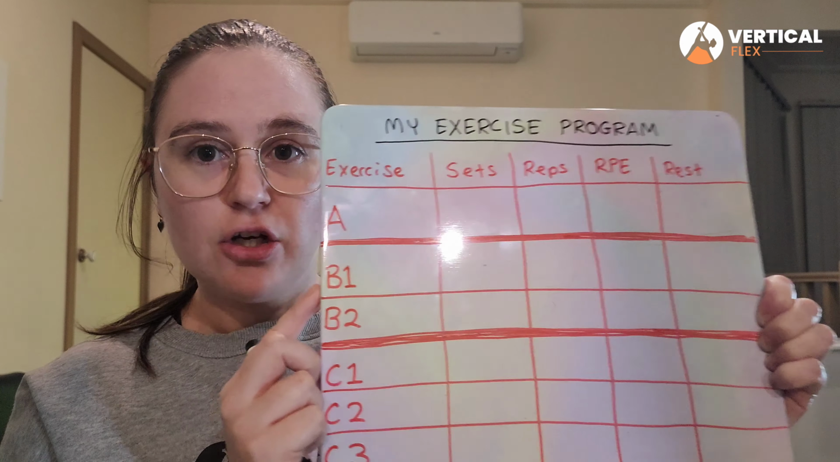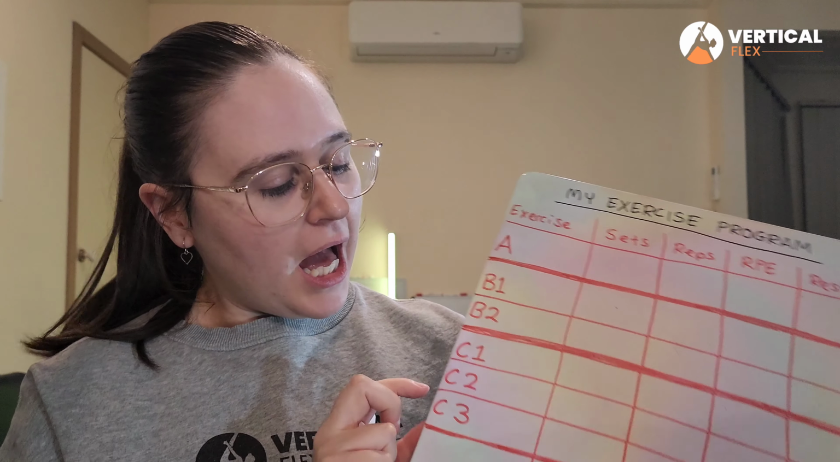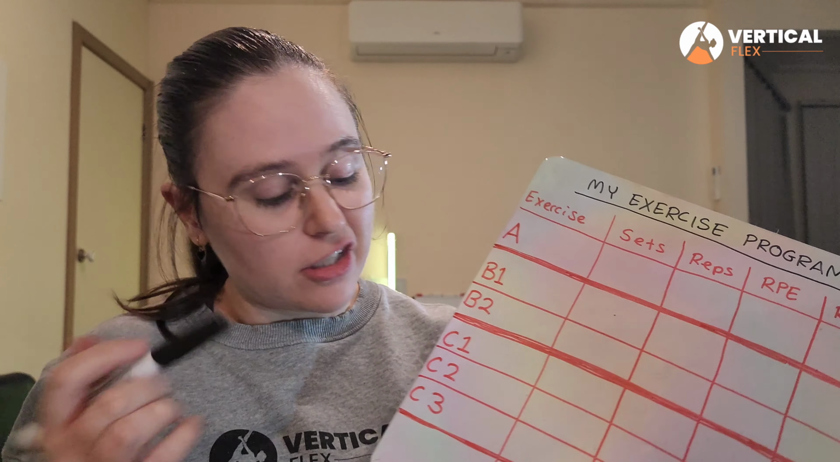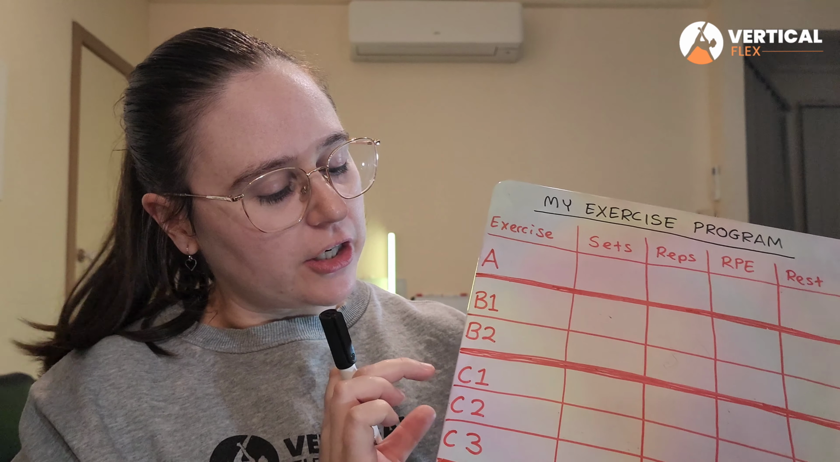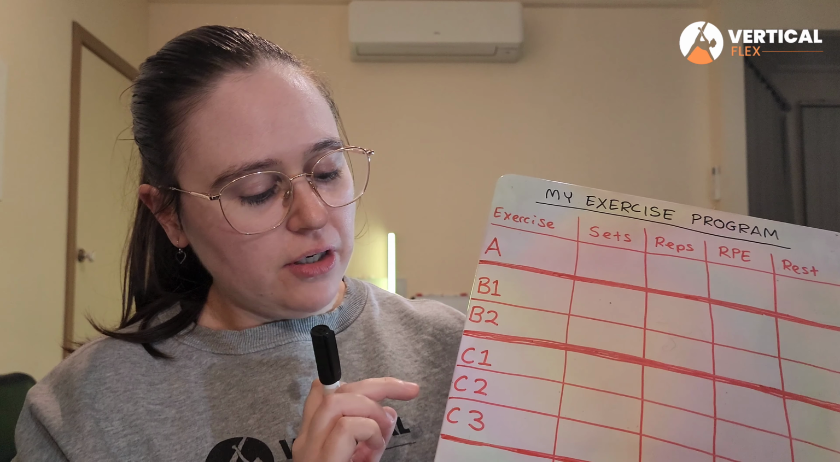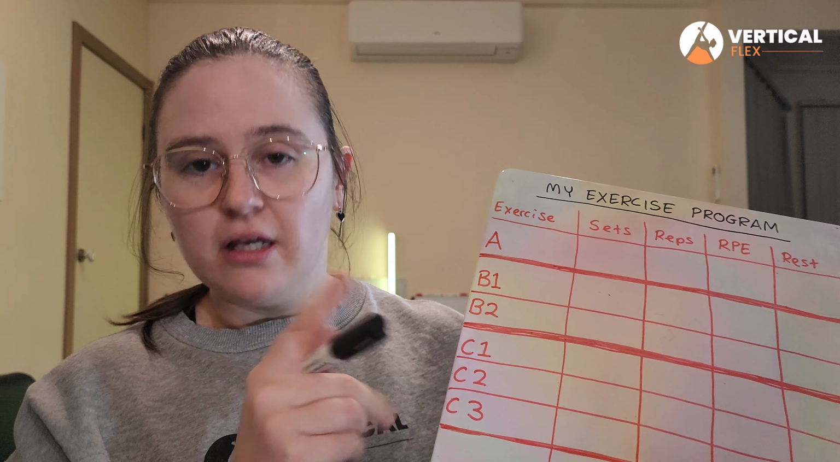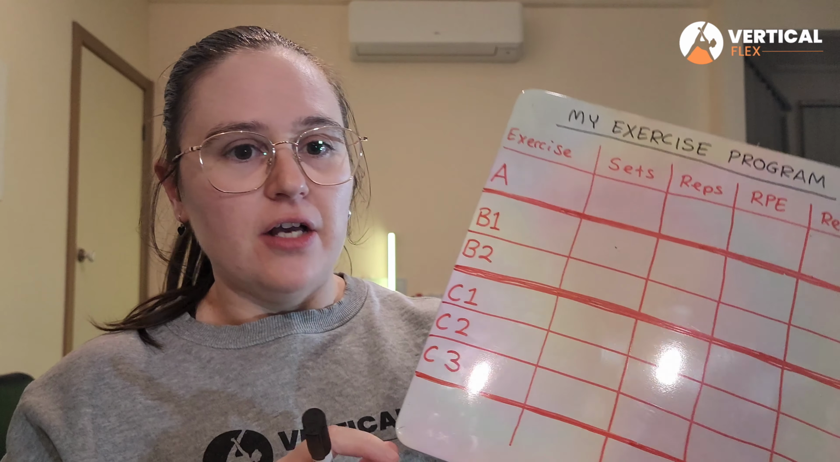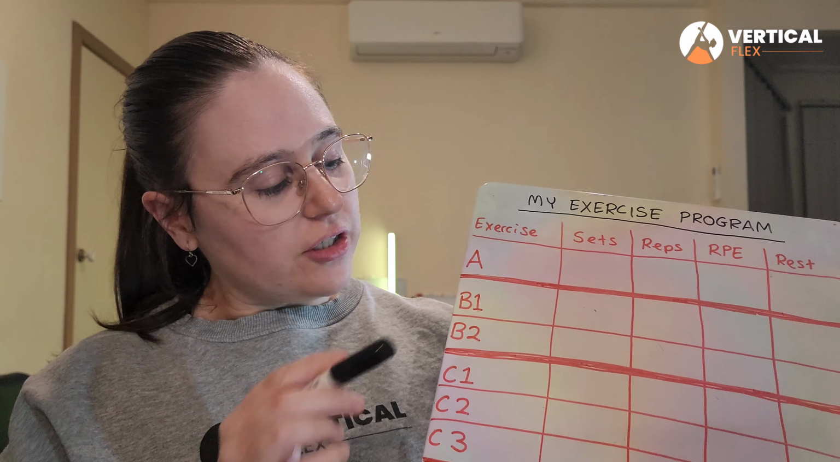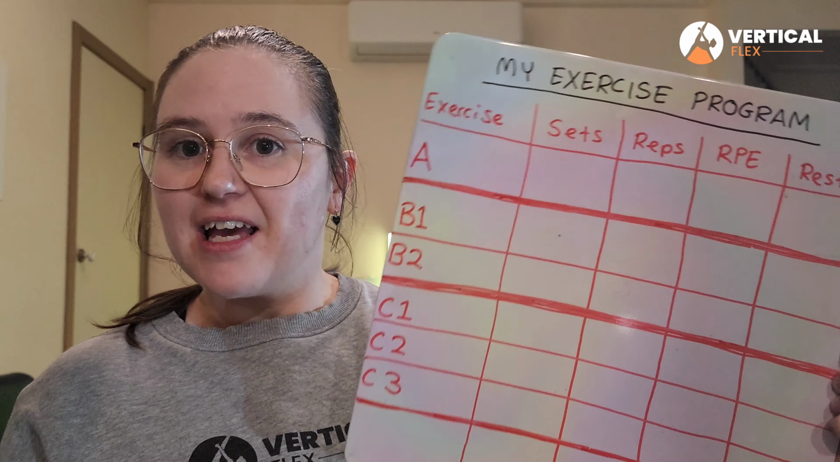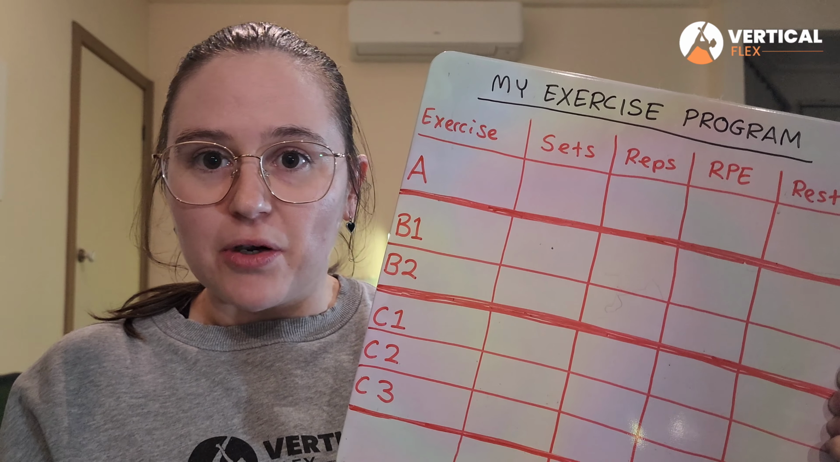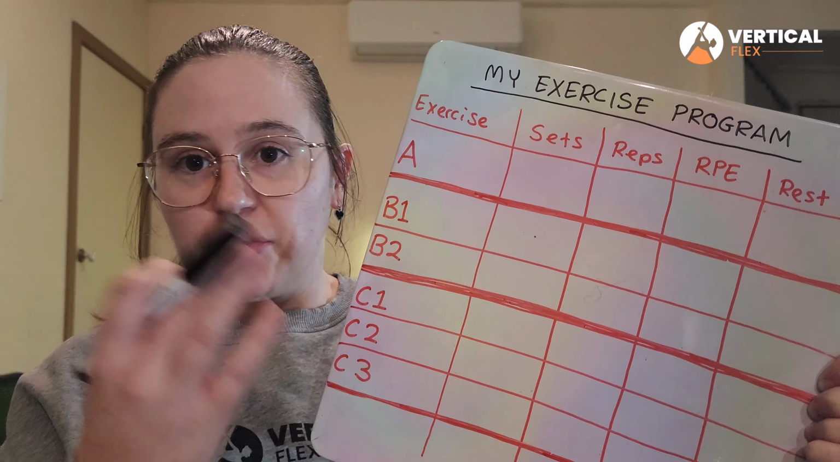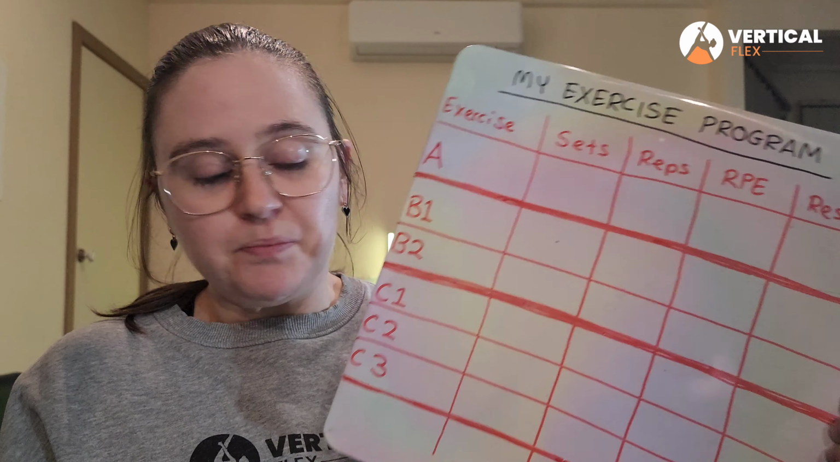Okay, so this is a superset. There's two of them. You could also have more than two. So you could have 3, 4, 5 if it's like a circuit. Same deal. You're going to go C1, then C2, then C3 for one set, and then you're going to cycle back through. So what we're going to do is I'll fill this into like a fake little exercise program, and we'll run through it and I'll show you how it's done.